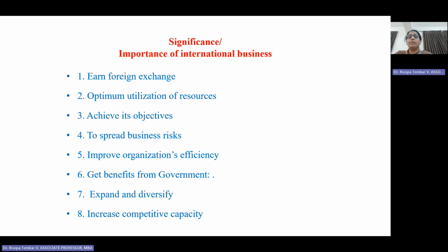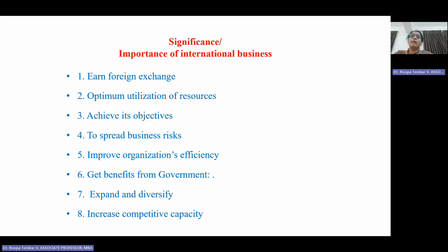So in order to meet its objective, it is very much important to spread business risk, improve the organization's efficiency, and get benefits from the government. And again, to do all this, the support from the government is very much required, and to expand and diversify. Slowly we can expand our business to different parts of the world.